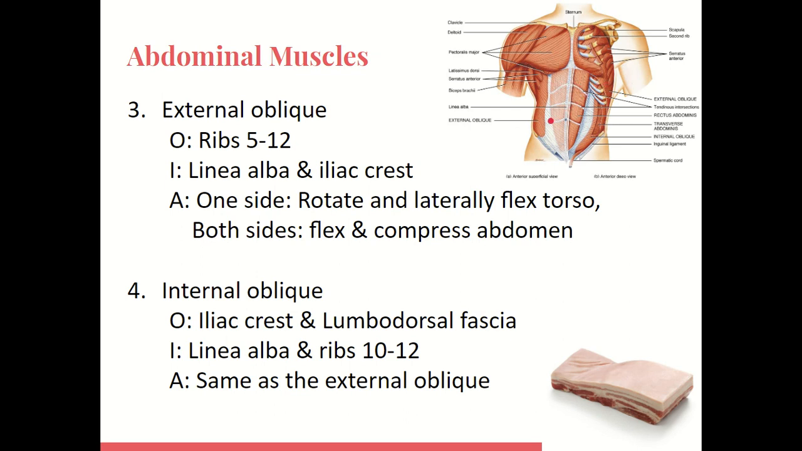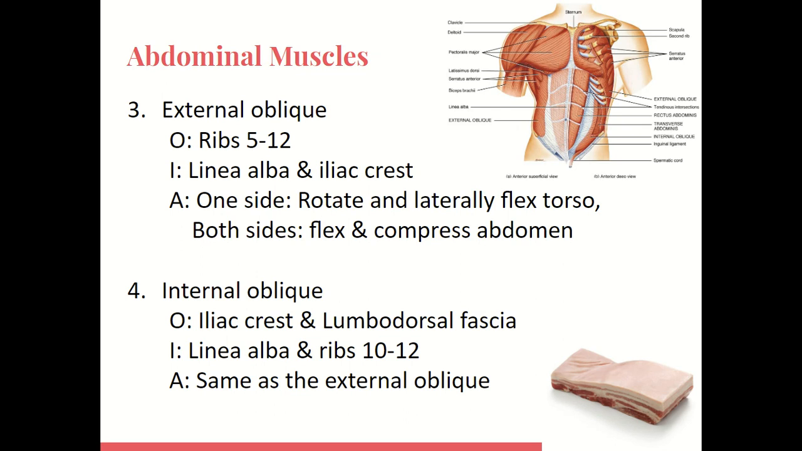If you look at these two muscles, the external oblique, of course, is the most external of these two muscles, and it arises from the bottom ribs, so ribs 5 through 12, and then inserts onto your linea alba, once again, right in the middle of the abdomen, and along the iliac crest, which is like the top of your hip bone. If you look at the internal oblique, it has the opposite. It arises from its origins on the iliac crest and the lumbodorsal fascia in the lower back, and it inserts onto the linea alba.